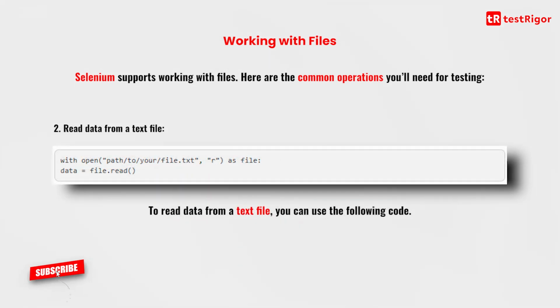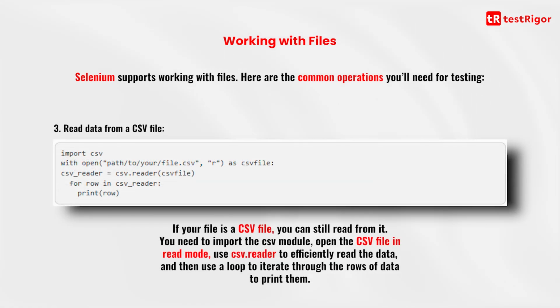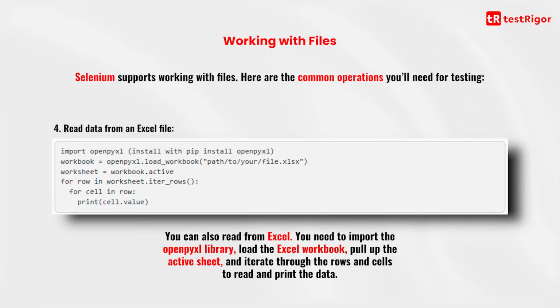Number 2, to read data from a text file, you can use the following code. Number 3, if your file is a CSV file, you can still read from it. You need to import the CSV module, open the CSV file in read mode, use csv.reader to efficiently read the data, and then use a loop to iterate through the rows of data to print them. Number 4, you can also read from Excel.